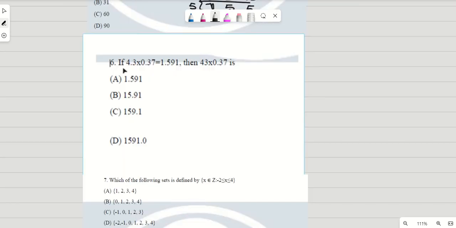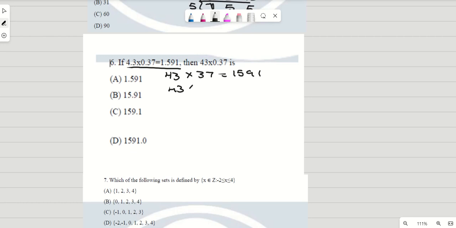Number 6 says if 4.3 multiplied by 0.37 is 1.591, then what is 43 multiplied by 0.37? First off, before you even do anything, you need to make sure that the numbers you're multiplying are the same. If we remove the decimal point, you have 43 multiplied by 37 will give you 1591. That's this first one. Let's see if they're the same. It has 43.